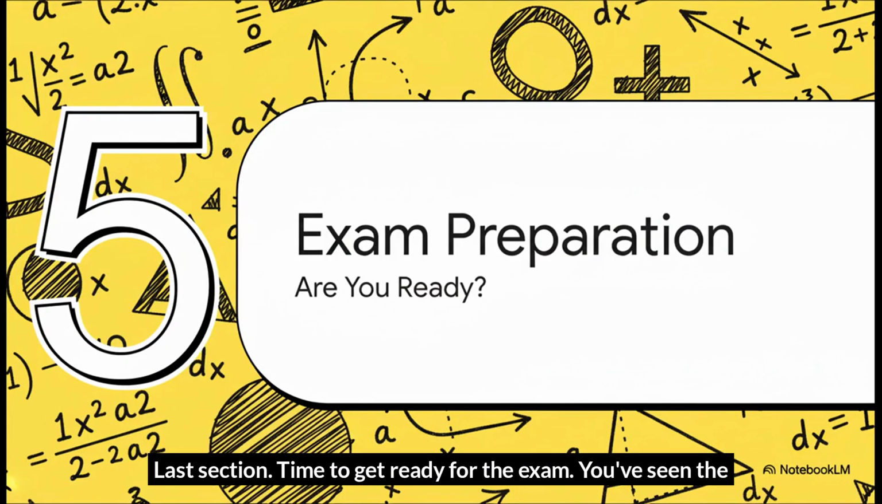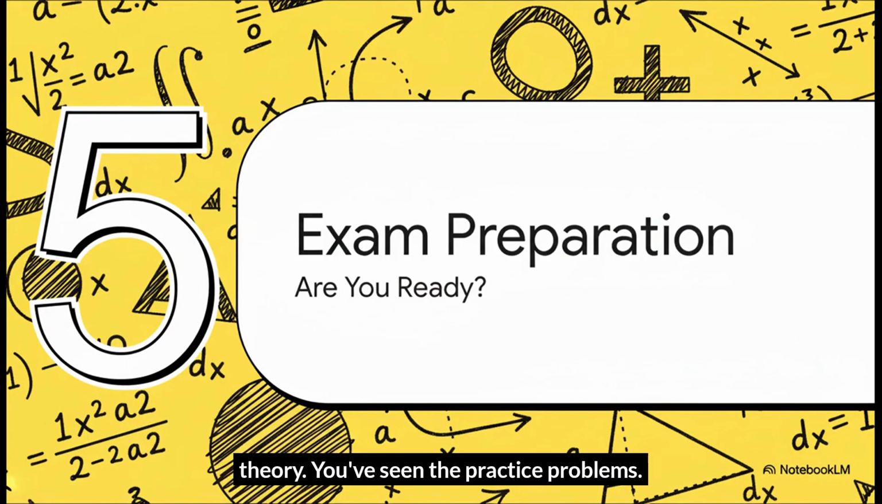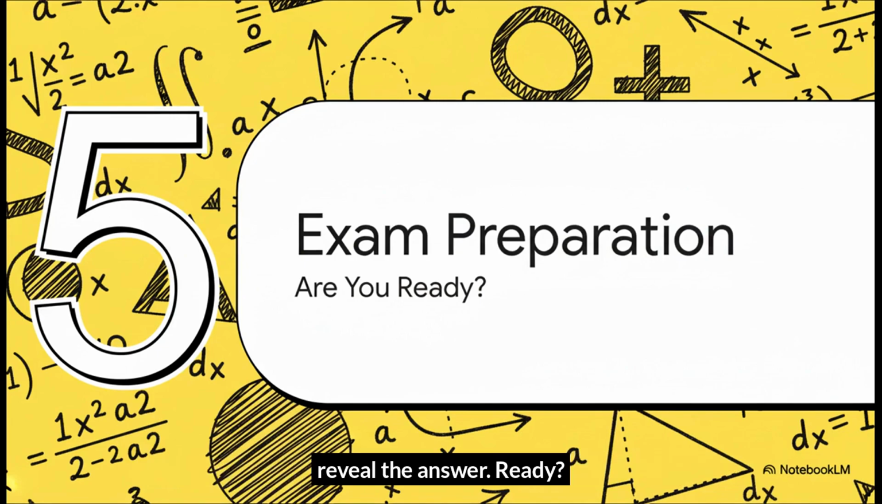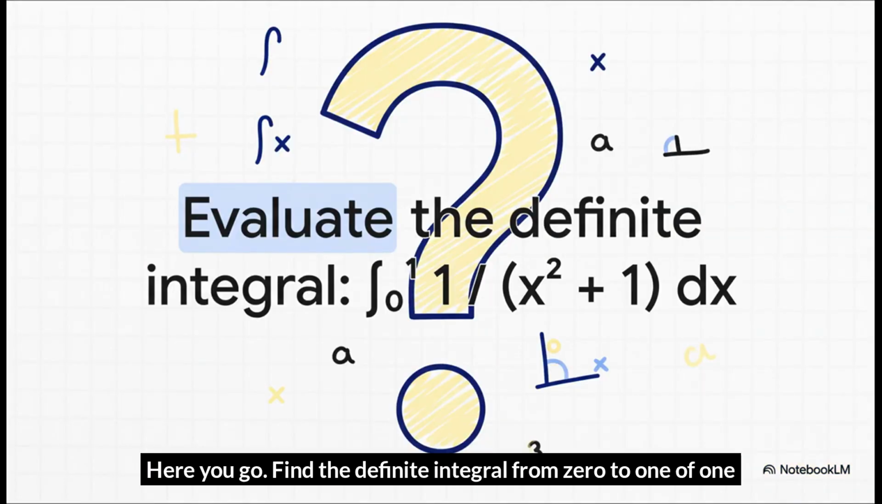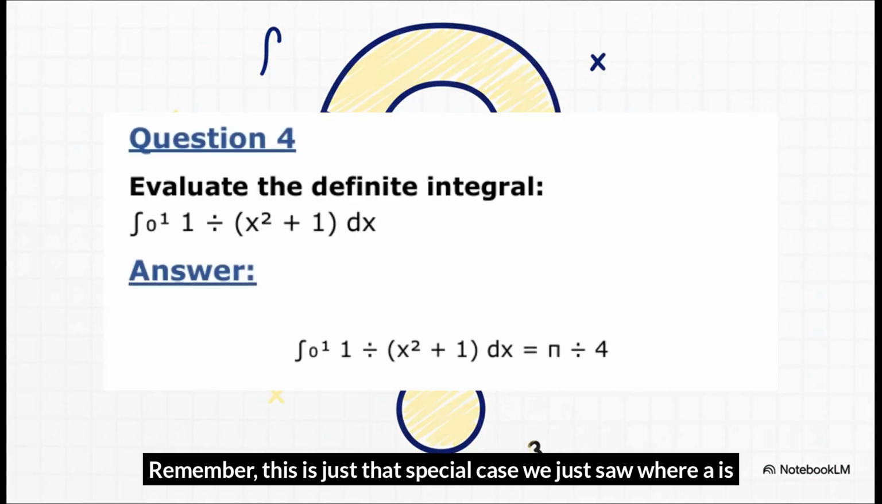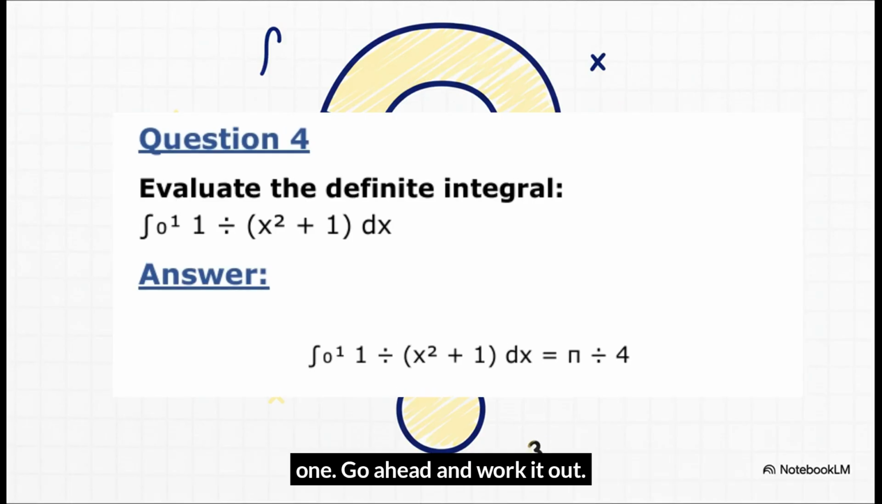All right, last section. Time to get ready for the exam. You've seen the theory, you've seen the practice problems. Now let's see how you do with a real exam-style question. I really want you to pause and give this a shot yourself before I reveal the answer. Ready? Here you go. Find the definite integral from 0 to 1 of 1 over x squared plus 1. Remember, this is just that special case we just saw, where a is 1. Go ahead and work it out.